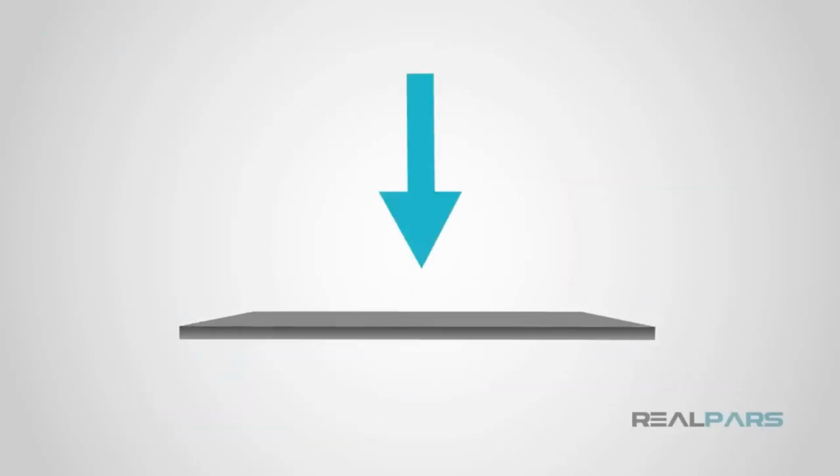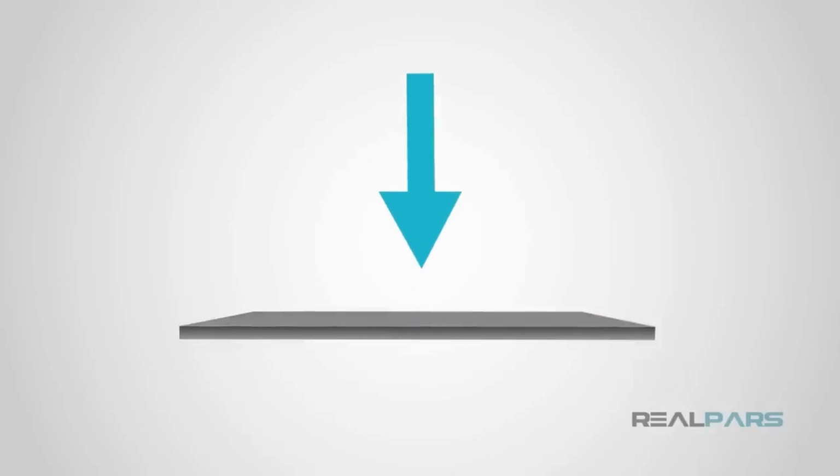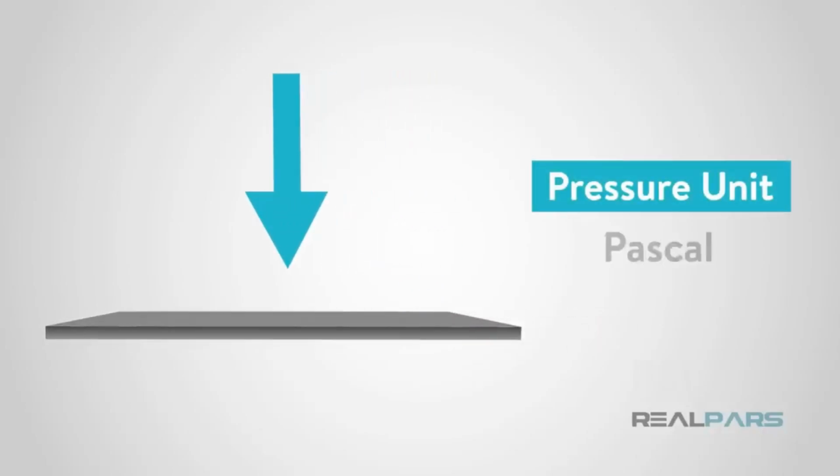Let's take a look back at what we have learned. Pressure is an expression of force exerted on a surface per unit area. The standard units are the Pascal, bar, and PSI, or pounds per square inch.